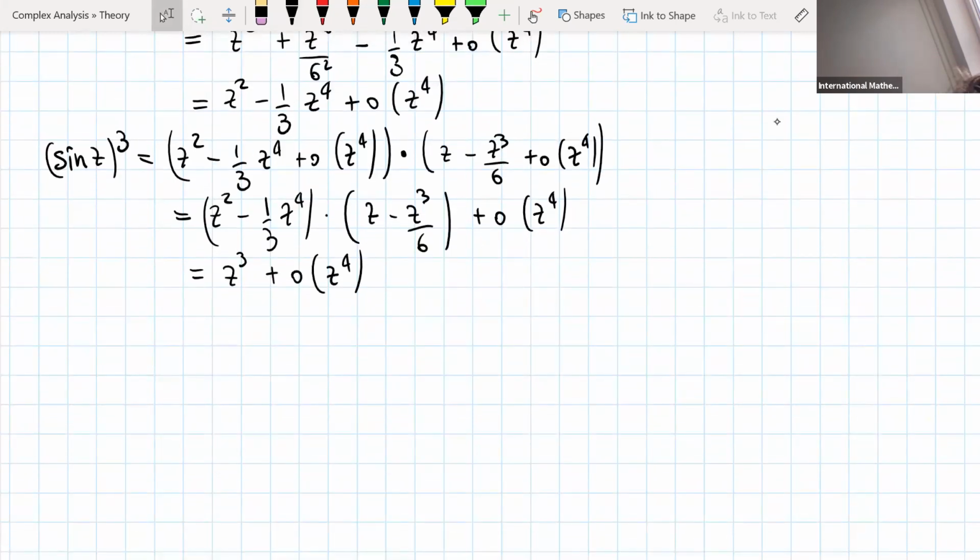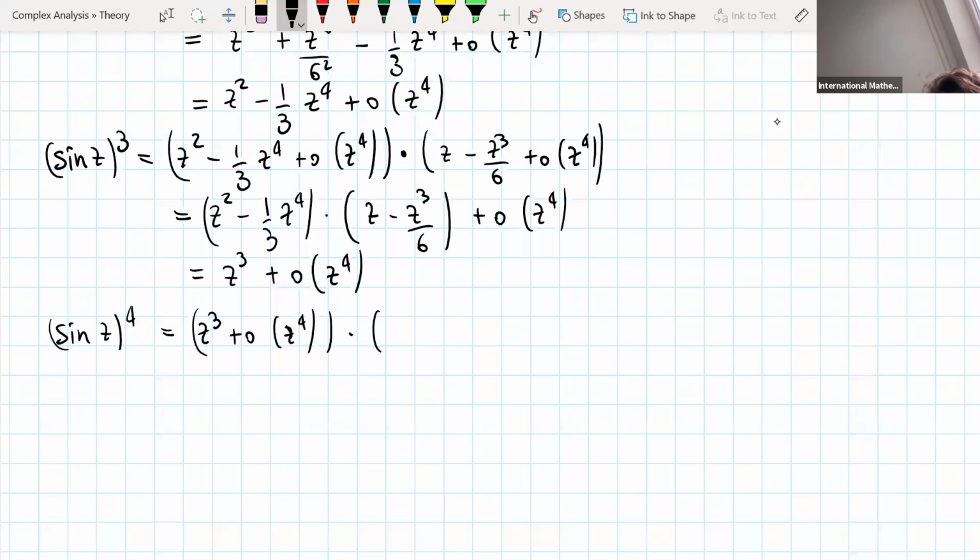And then for the same reason, if I want to do sinus of z to the 4th, then I get z to the 3, and here I can just substitute instead of sinus of z, z minus z cubed over 6 plus O of z to the 4th. And here I get z to the 4th. And then it's easy to see that all the other terms are of order bigger than 4.